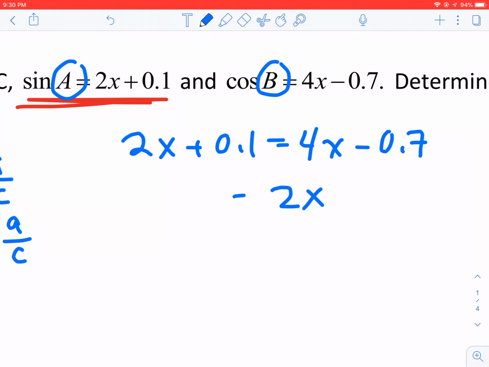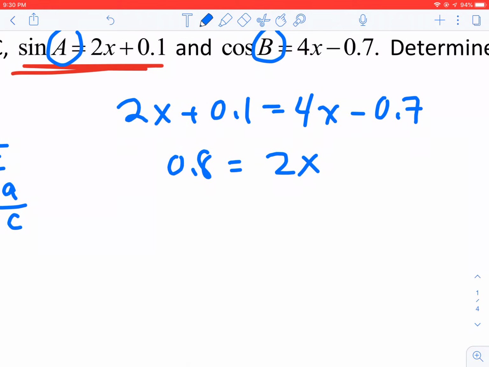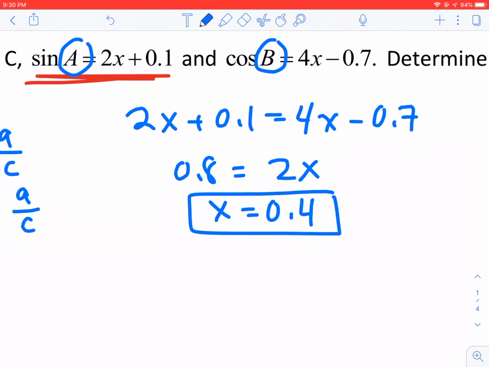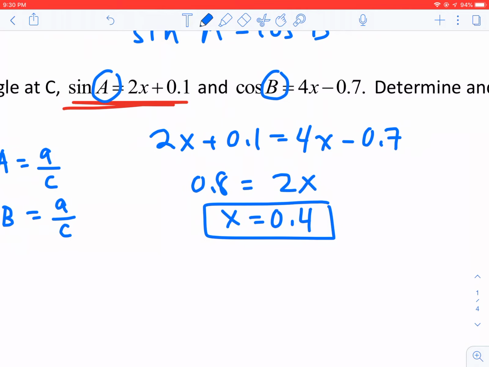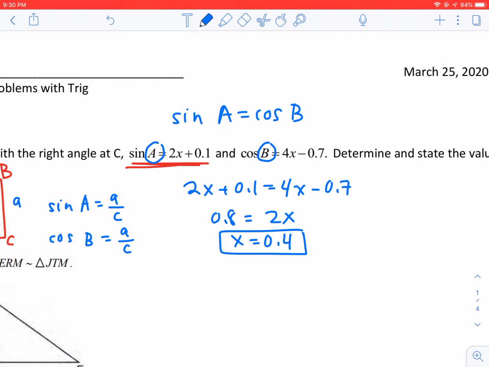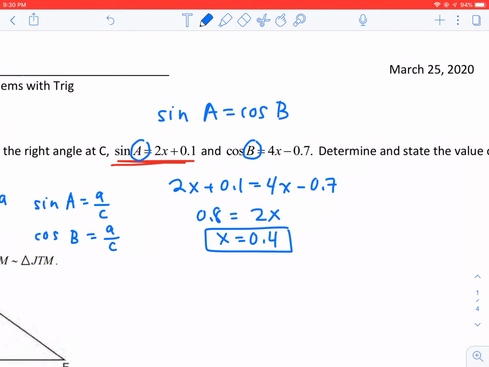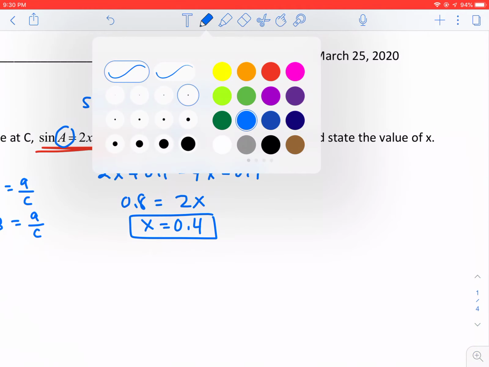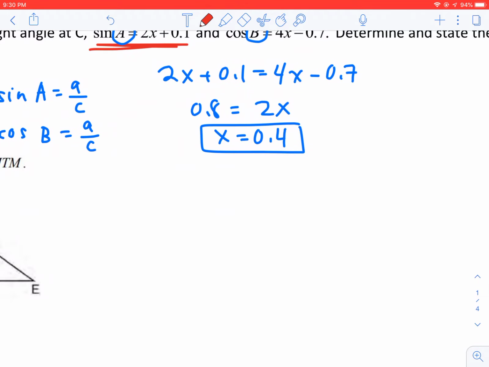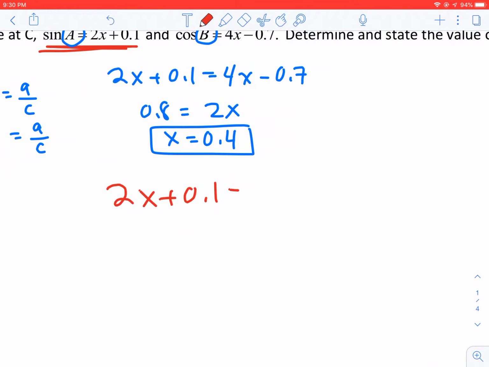So we get 2x equals 0.8. X equals 0.4. And that is it. You set them equal to each other and you solve for x. So what was everyone doing then? Well, this is what most people did. They added the two values together and made that equal to 90.